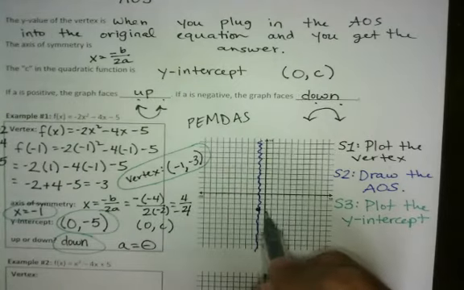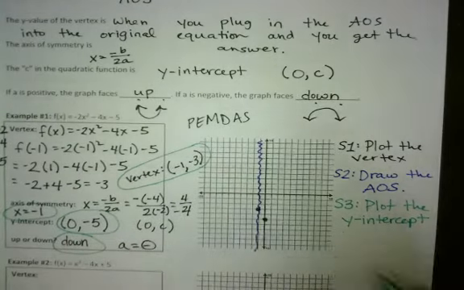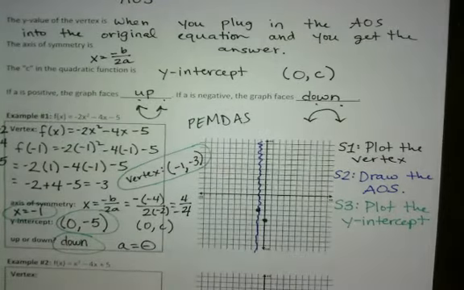we're going to plot the y-intercept. So in this case, our y-intercept is 0, -5. 1, 2, 3, 4, 5.